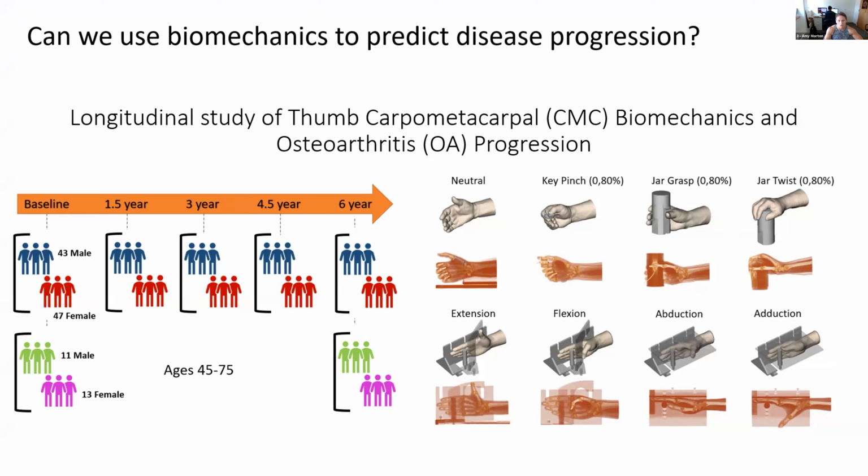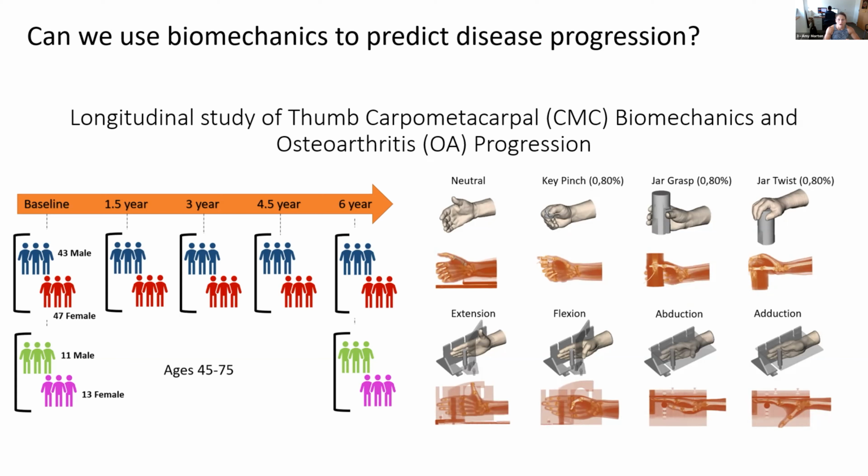Individuals were recruited at baseline with clinical and radiographic signs of osteoarthritis, as well as age-matched controls without any disease radiographically or clinically. And those individuals were followed up over a 6-year study period. At each follow-up, we acquired patient-rated outcome measures and x-rays, but specifically for this talk today, we'll be discussing the CT scans acquired at each data point.